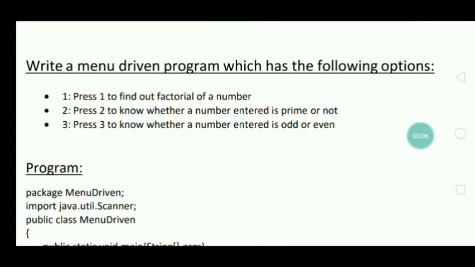Here I will explain a menu-driven program which has different options, like finding the factorial of a number, and you can also find out whether a number entered through the keyboard is prime or not. And if you choose the third option, then you can find out whether a number entered through the keyboard is odd or even.